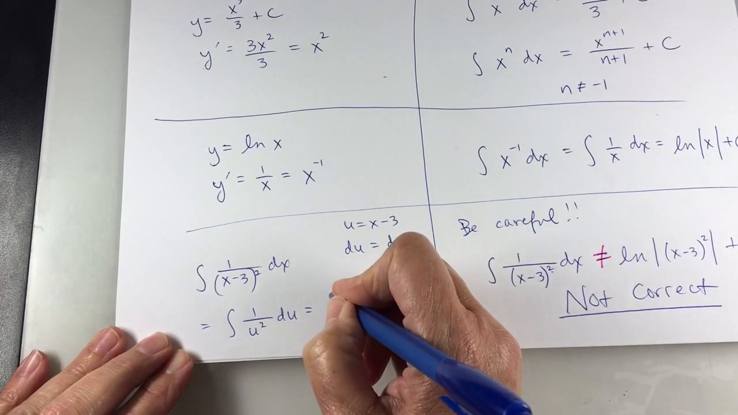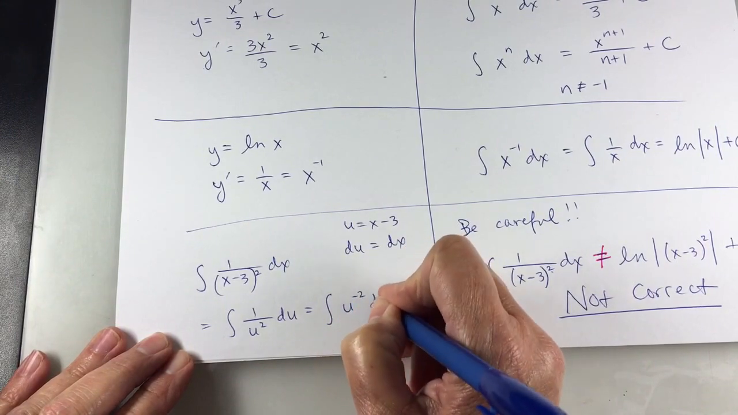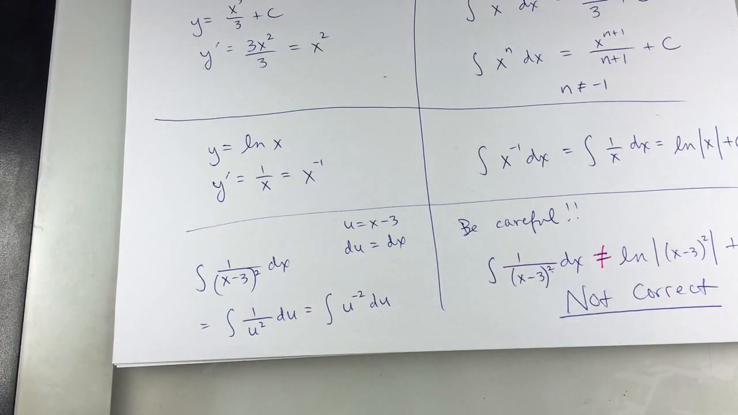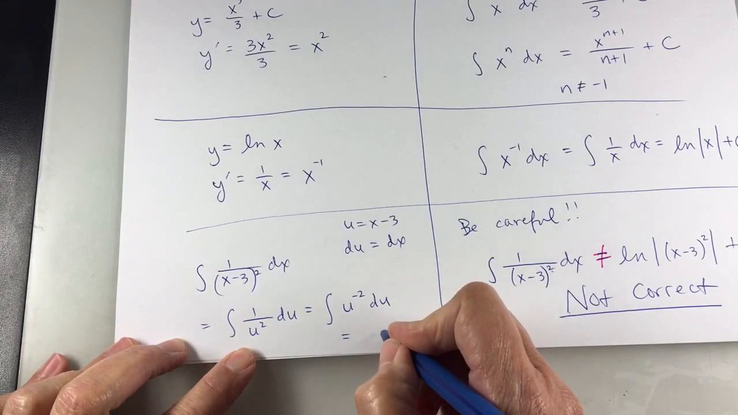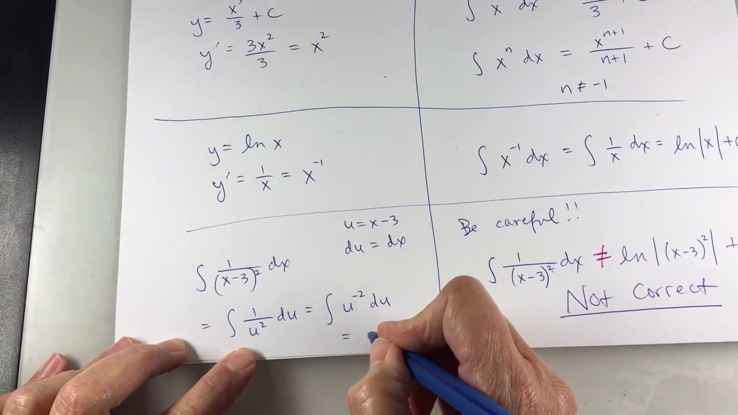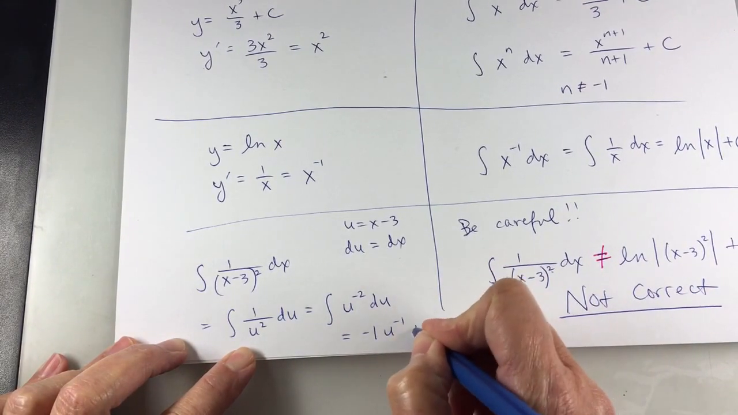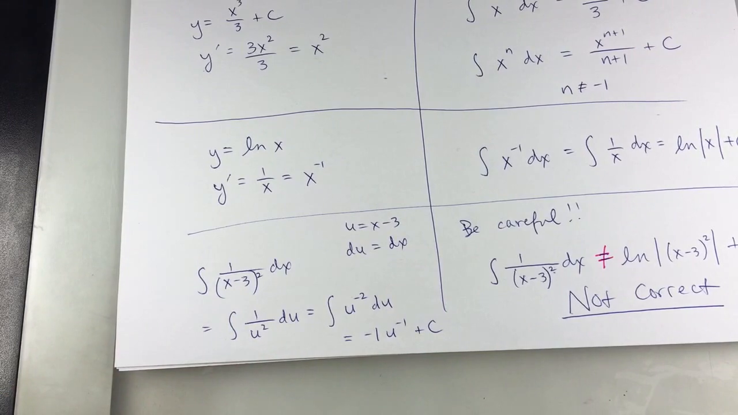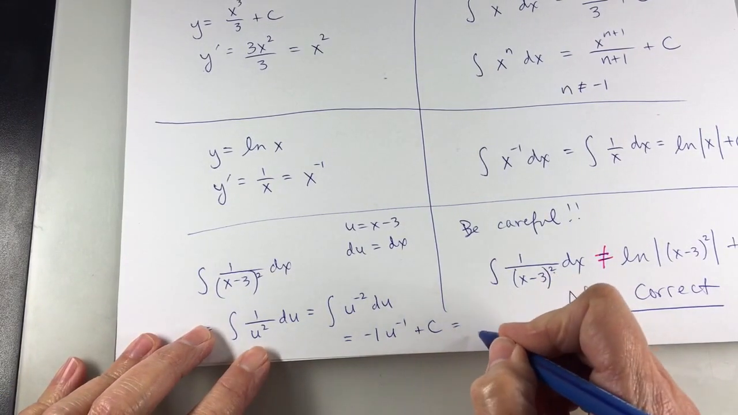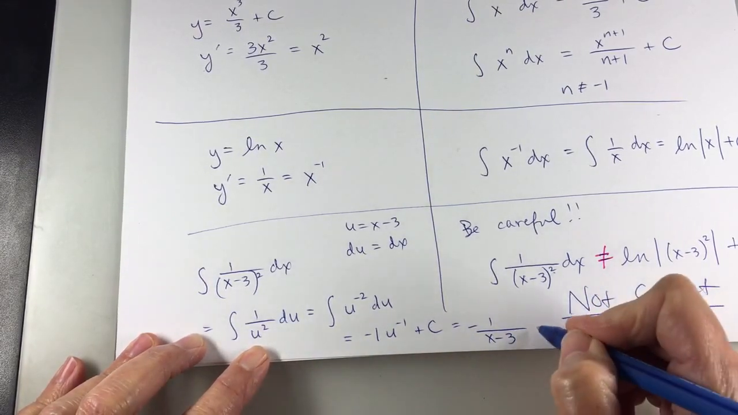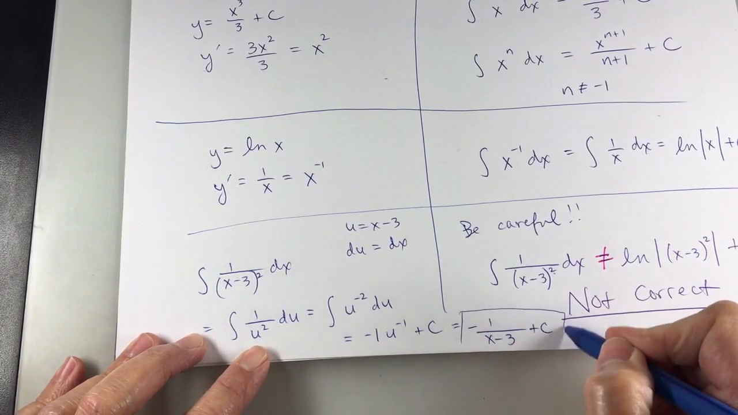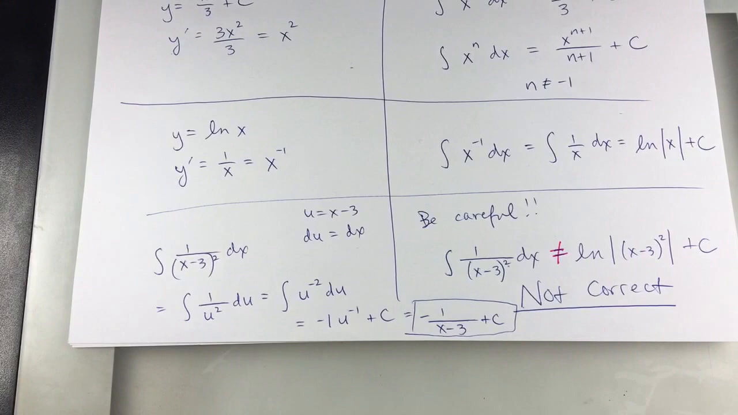And I did say this yesterday. In my head, I kind of need to see it written u to the minus 2. Because if I'm trying to add 1 and all that jazz, it just gets too hard for me to think about all that. U to the minus 1 times negative 1. And then go back and resubstitute. My final answer would be negative 1 over x minus 3. It's raised to the first power, so I can leave that part off. But there's my final answer. And that is correct.